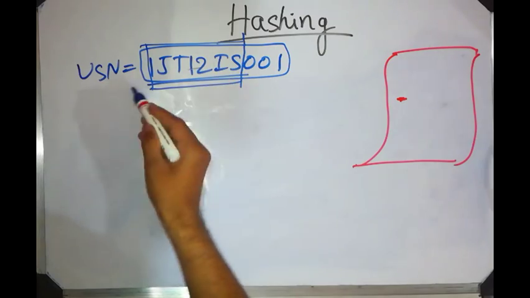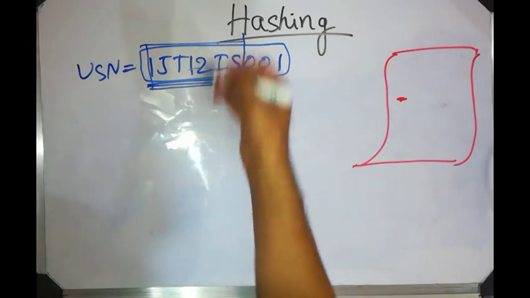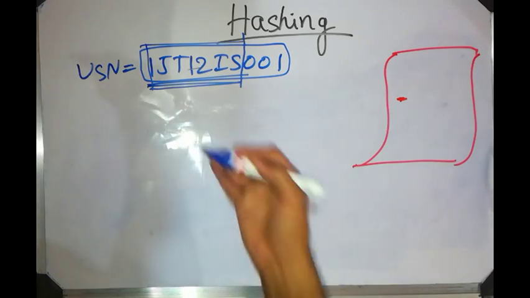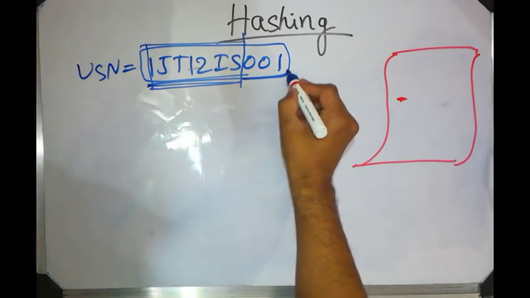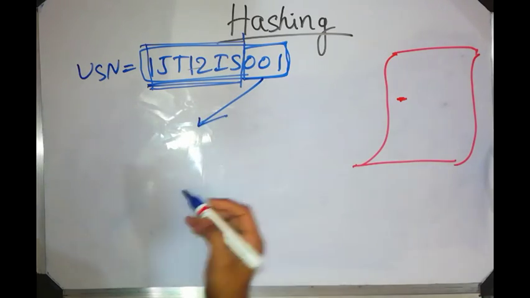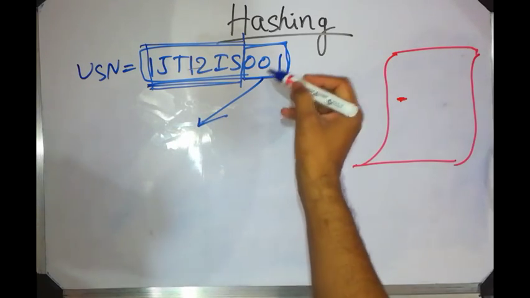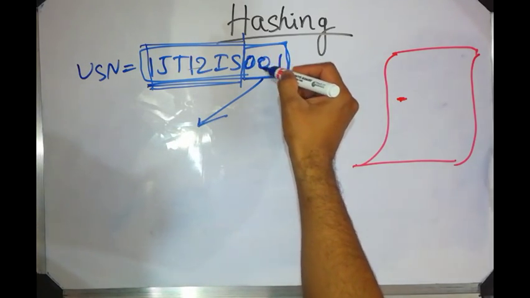So we don't want to consider that part of the key which is constant for all the USNs that we are going to enter. So we're going to take only this part which is going to vary. So what we're going to do here is, when we take the input from the user, we should understand that these are all characters.